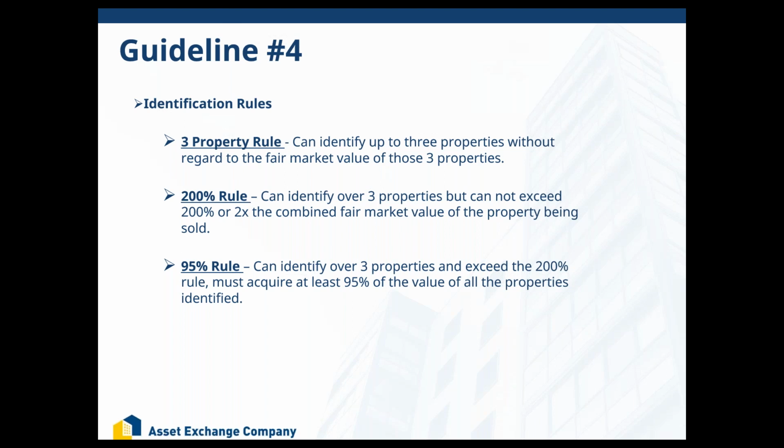Now, if you want to identify more than 3 properties, you can do that as well, right? But it's actually going to put you into this next rule. It's referred to as the 200% rule, right?